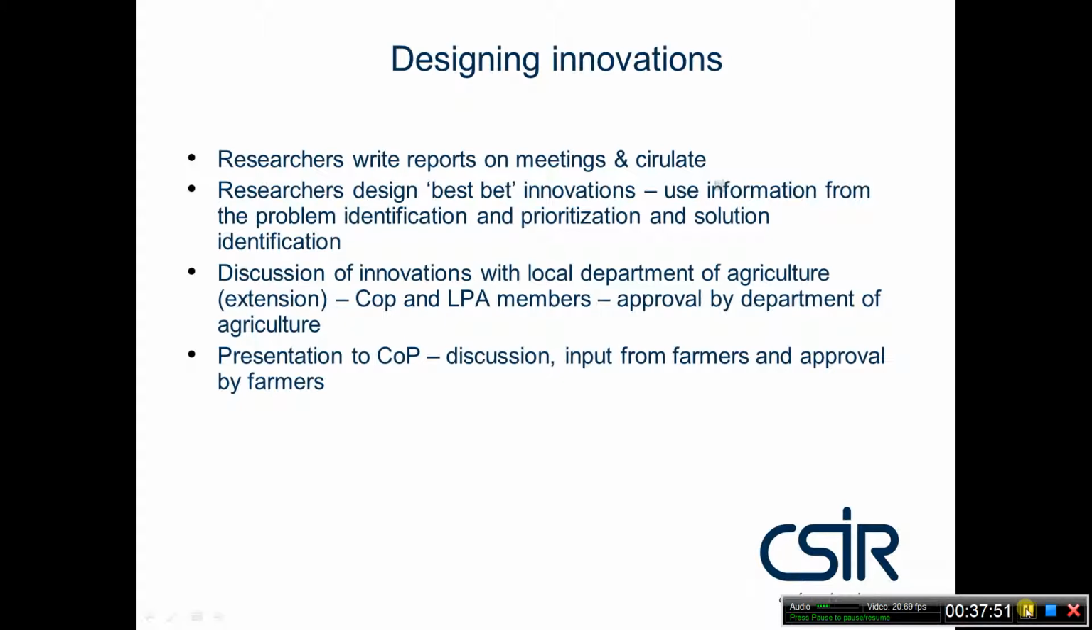The next step was to design innovations. Researchers, after the different meetings, wrote reports on the meetings and circulated them. Based on the priority problems and solutions identified by farmers in the COP meeting and in the Learning and Practice Alliance meeting, researchers designed what we called best bet innovations. That is, the innovations that were likely to address the problems that were identified in the solutions as they came up.